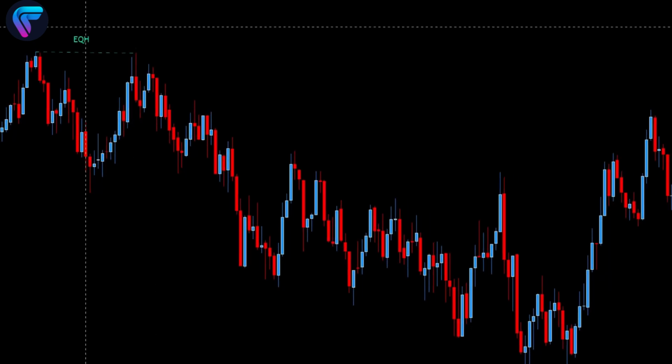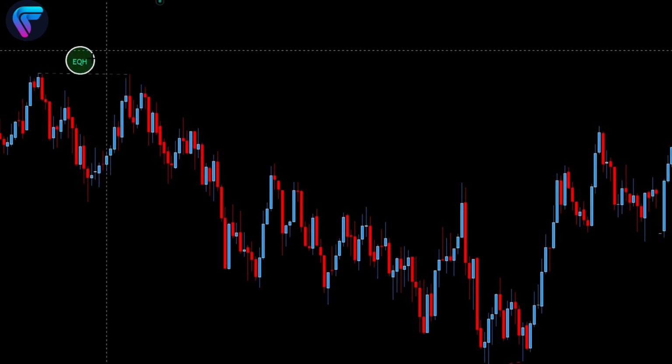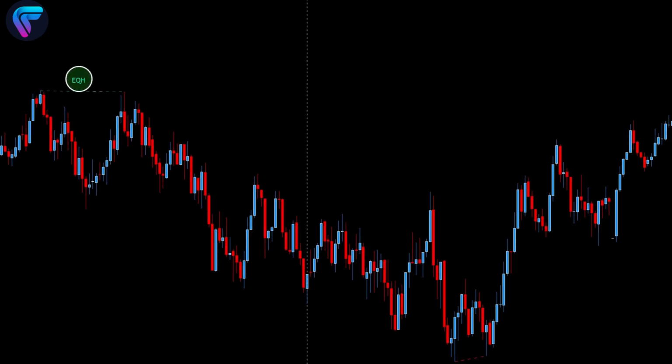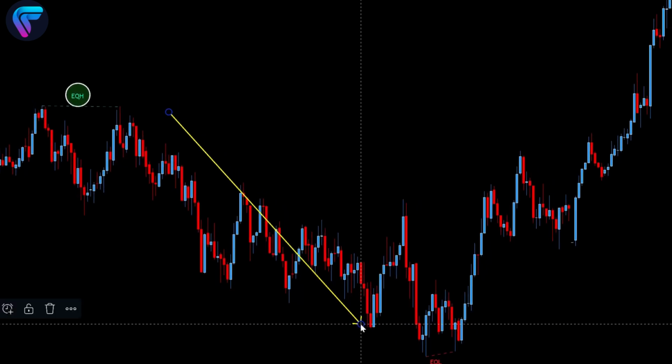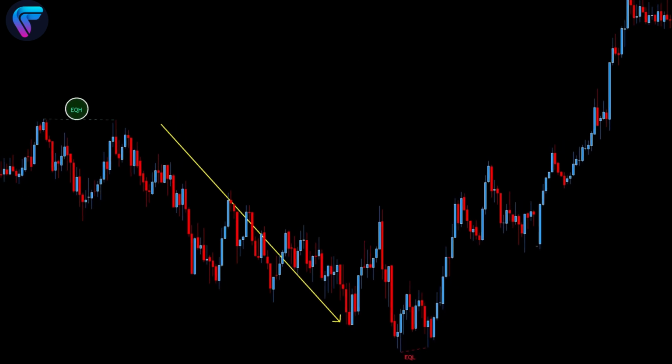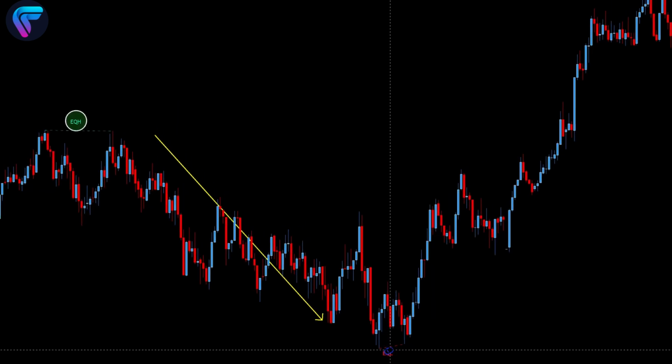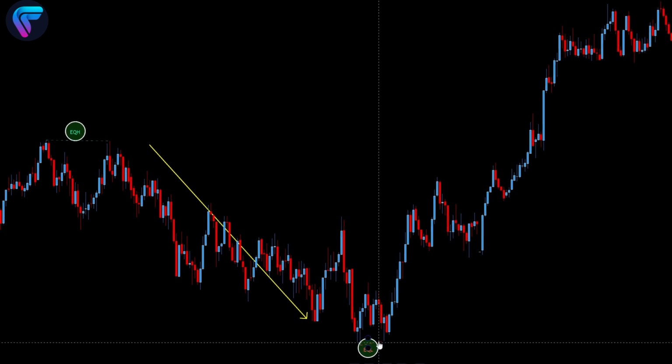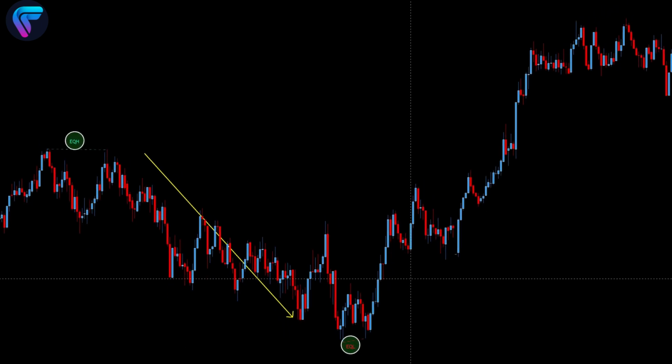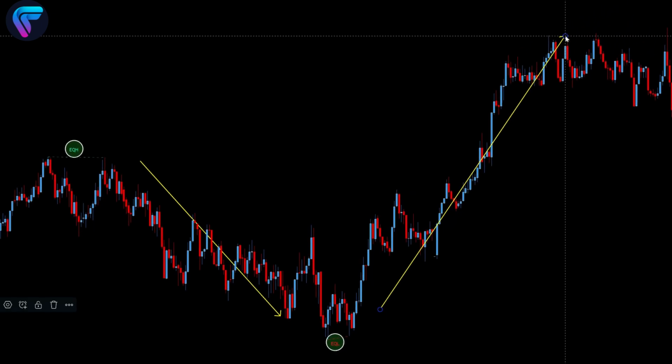Equal highs and equal lows are areas where the price has attempted to break through a previous high or low but failed. These regions can serve as potential support and resistance levels. If the price approaches equal highs, it may face challenges breaking through, which could suggest a potential reversal or pullback.